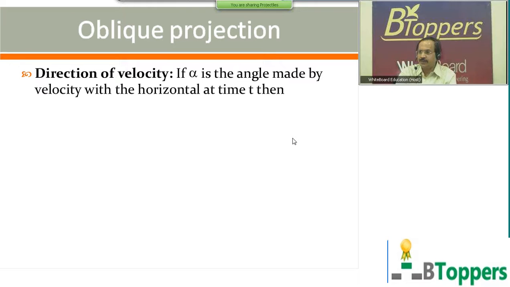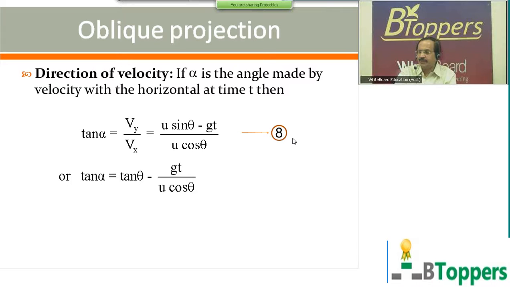Coming to the discussion about the direction of velocity. If alpha is the angle made by the velocity with the horizontal direction at time t after projection, then tan alpha you can write as Vy by Vx. You can substitute from equation number 3, Vy equal to u sin theta minus gt, and Vx equal to u cos theta. You call this equation number 8, which we may directly use in numerical examples.